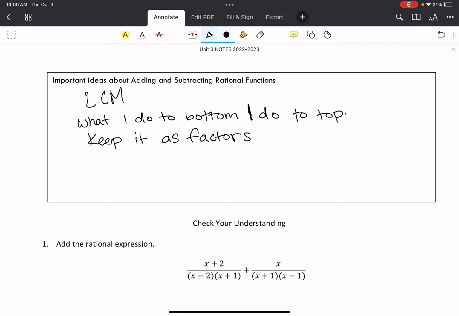What about when we're subtracting? What should we do? Distribute the negative. And always, I heard someone say it, always look for the greatest common factor. We want to look for greatest common factors. This will help us simplify.